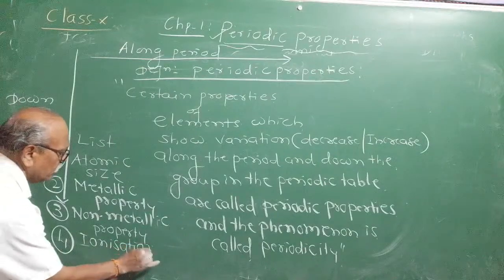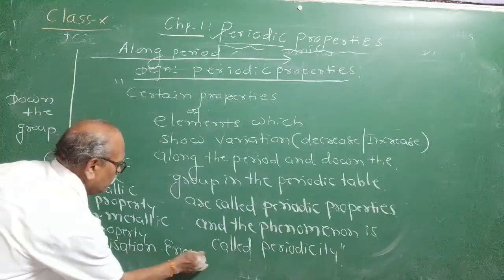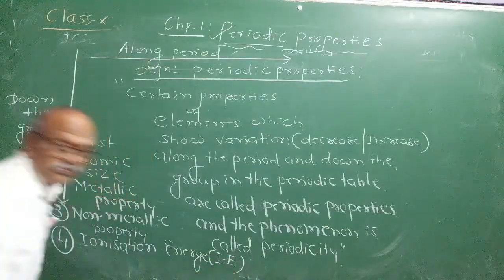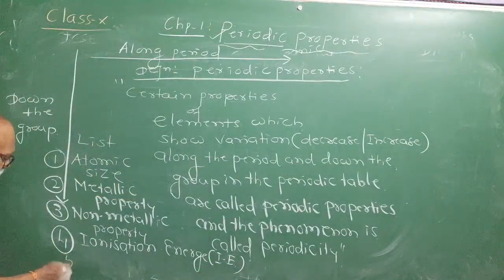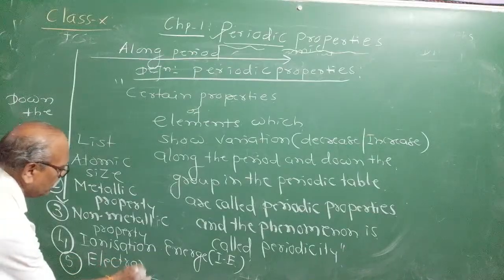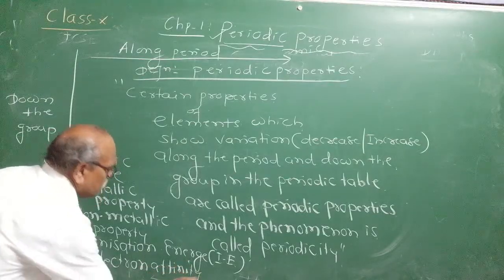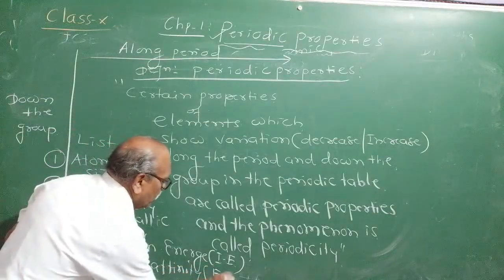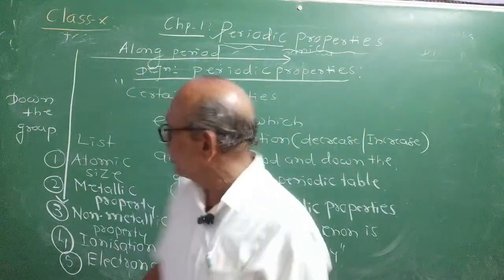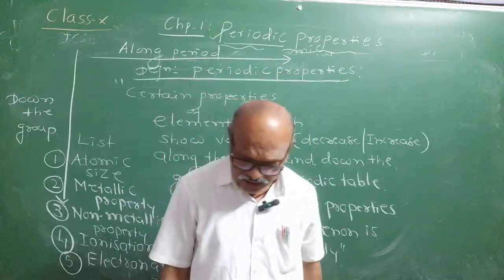Ionization potential. It is also called ionization energy as well as ionization potential. We call it IE. Okay. Next, the fifth one is electron affinity. Study them. If you study these variations, how do they change along the period and down the group? I will explain one by one in the next class.